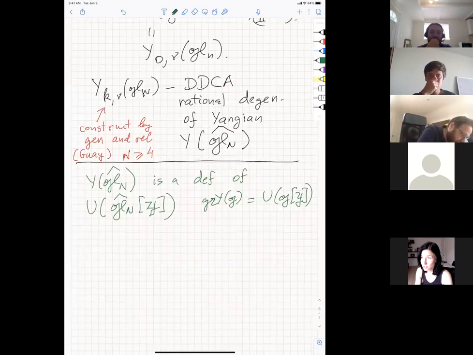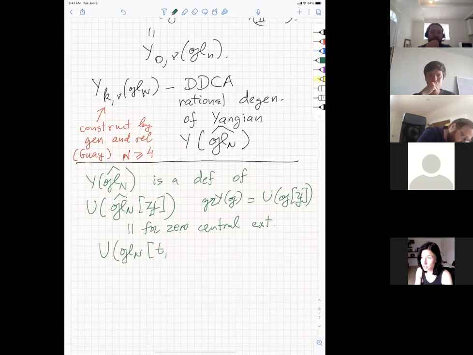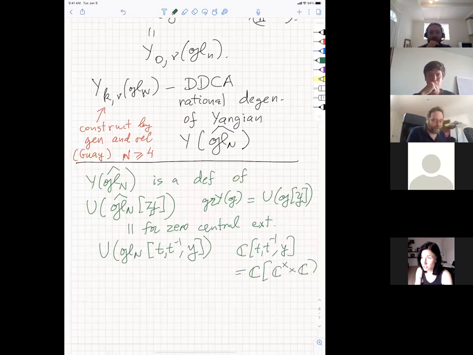So this is for zero central extension. This is the enveloping algebra of GL_N of t inverse and y. So this means that this polynomial in t inverse and y is polynomials on C star cross C. So one variable is trigonometric and the other is rational. Now this Yangian Y_{k,nu} degenerates to C.